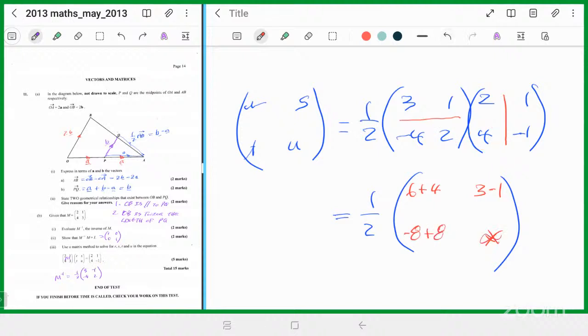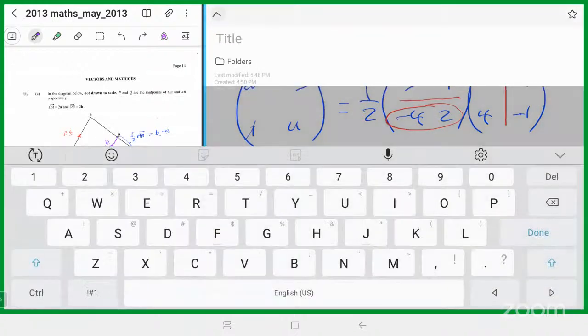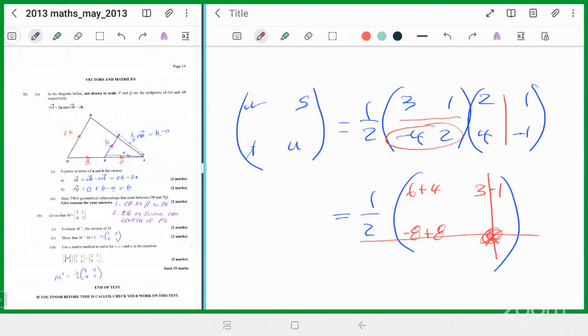The last value out here is in the second row, second column. To get it, multiply the second row by the second column: first element times first element, second element times second element. Negative 4 times 1 is negative 4, and 2 times negative 1.